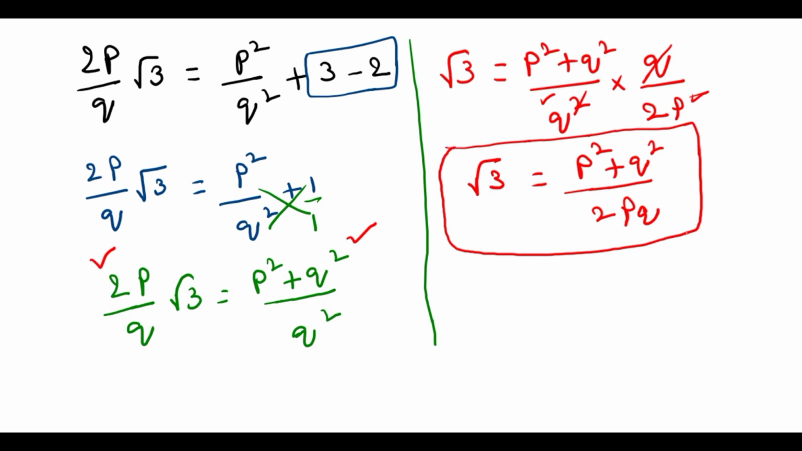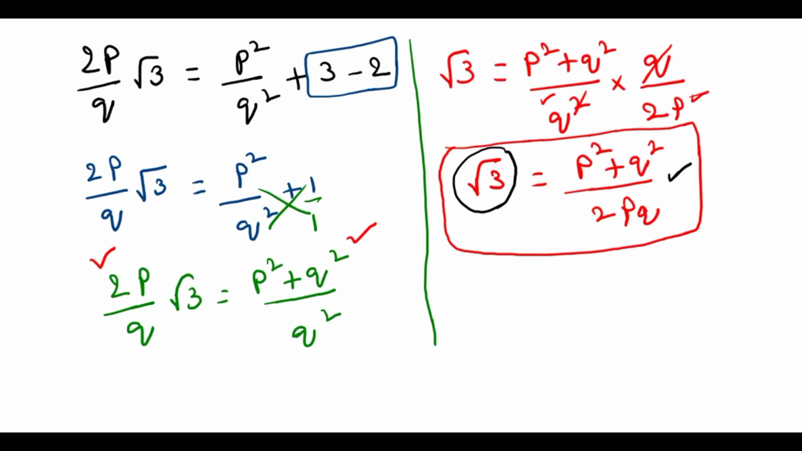So what we got? Root 3 is an irrational. Listen, problem completed, but it is a very important point. Root 3 is an irrational. This is a rational. How can an irrational number be equal to a rational number? Just think, how can an irrational number be equal to a rational number?